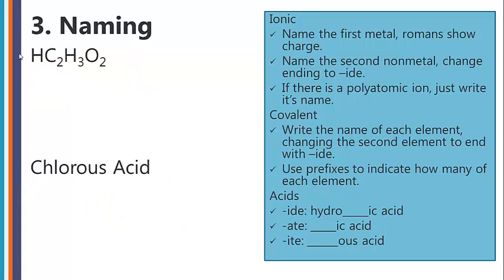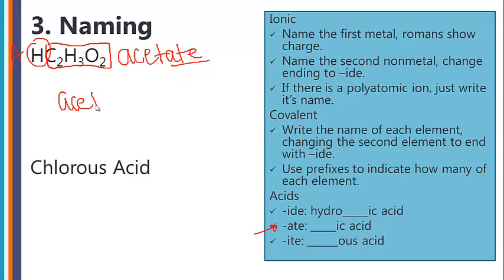This next one is also an acid, and I know that because it starts with H. Whenever I have an acid and I need to go from formula to name, I have to look at the thing that isn't the H. So this thing is acetate. My ending is ate, which means that this is going to become blankic acid. So instead of acetate, it becomes acetic acid.